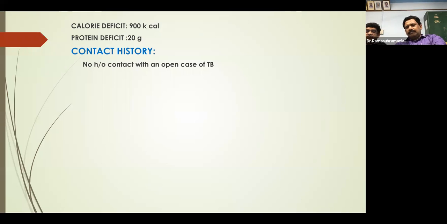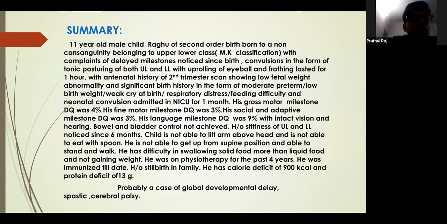Okay, so can you summarize now? 11-year-old male child Raghu of second order birth, born to a non-consanguineous couple, belonging to upper lower class according to modified Kuppuswamy classification, with complaints of delayed milestones noticed since birth. Convulsions in the form of tonic posturing of both upper limb and lower limb with uprolling of eyeball and frothing lasted for 1 hour. With antenatal history of second trimester scan showing low fetal weight, and significant birth history in the form of moderate preterm low birth weight, weak cry at birth, respiratory distress, feeding difficulty, and neonatal convulsion, admitted in NICU for 1 month.